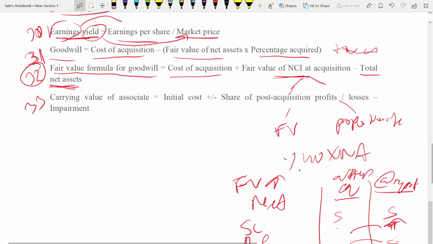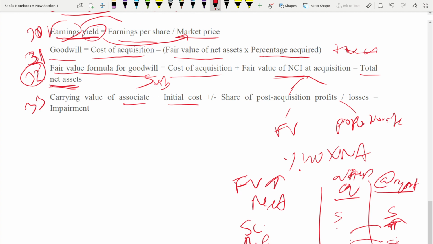Finally, the last formula, and this is relating to associate. This one is for a subsidiary, okay? Because when you are acquiring a subsidiary, only you have to calculate a goodwill. We don't calculate goodwill when we take an associate or financial instruments. So carrying value of associate: initial cost, this cost will be given to you, okay? Plus or minus, because it depends, it could be losses as well. If it's a loss, you deduct. If it's a profit, you add.